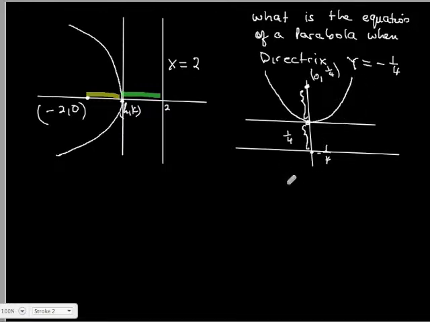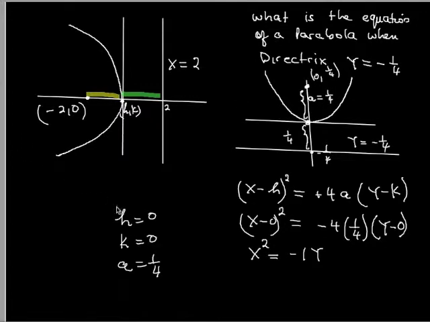So first, write the equation for the up-facing parabola. So let's go ahead and collect all our information. Vertex is 0, 0, so h is 0 and k is 0.